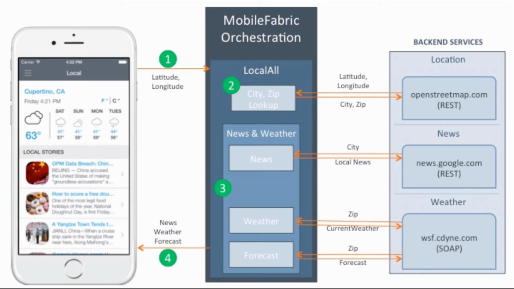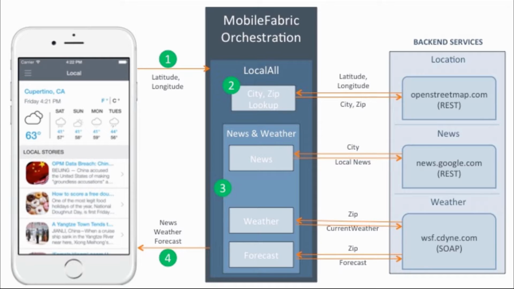And what's critical here is I want the mobile app to just call one API on MobileFabric and return back everything I want. But if you look over on the right, I actually have to do quite a bit of work. The first thing I have to do is send in a lat long from the device and get back city and zip, and I have to wait for that to complete.